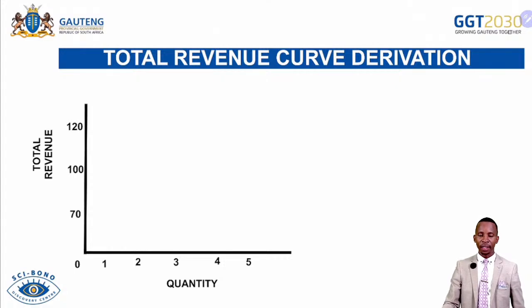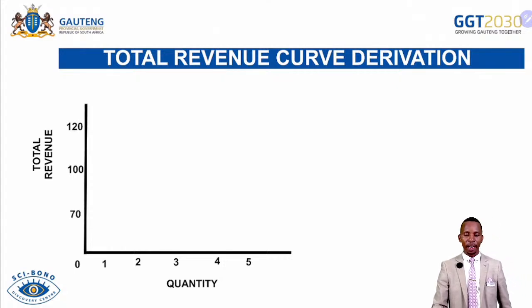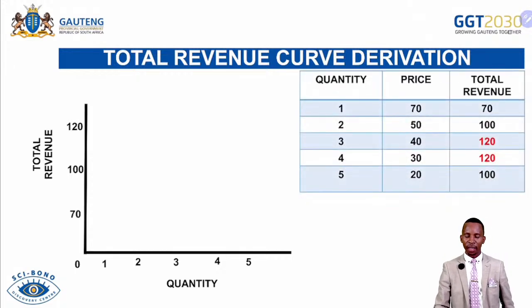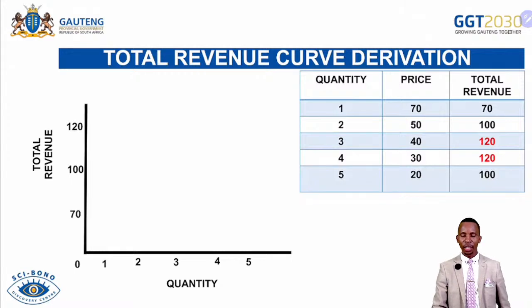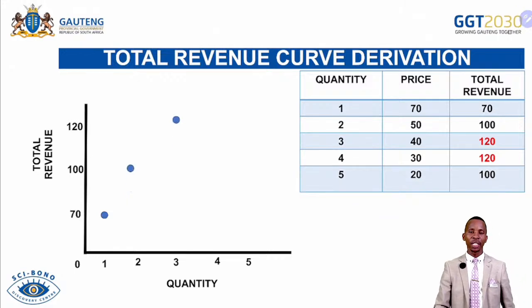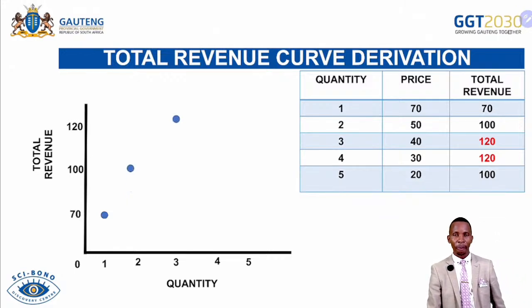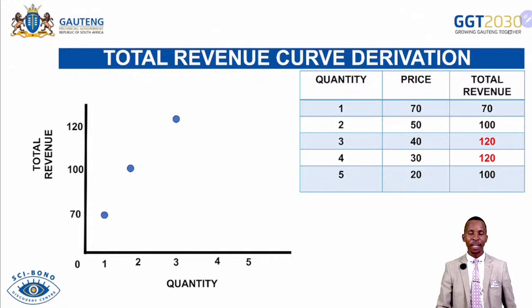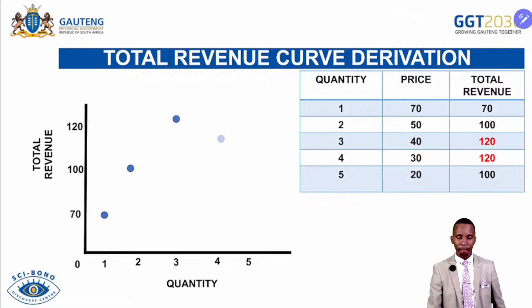And then this is the total revenue curve. How is it being derived? We have our quantity, price, and total revenue. Remember, our total revenue will initially increase until the point where it is maximized. Once it is maximized, it will start to slope downward.